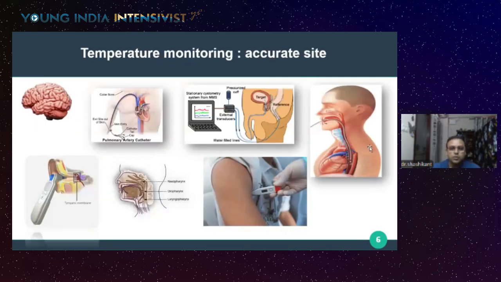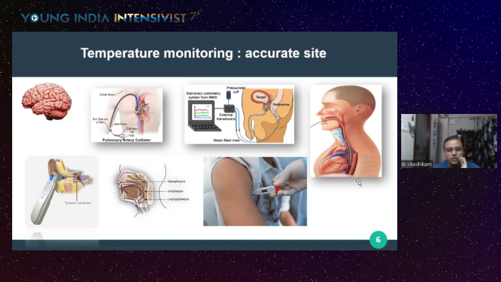So let us come to another part of this talk. What are the different sites of monitoring the temperature accurately? We can monitor the temperature at various sites in the human body. There are certain sites which give an idea of core temperature, and there are sites which give an idea of peripheral temperature. In this slide we can see that core temperature can be measured directly from the brain, using a pulmonary artery catheter, from the urinary bladder, by putting a probe or catheter into the rectum, or into the distal part of the esophagus, while the nasopharynx, the oral canal, or the axilla are peripheral sites.